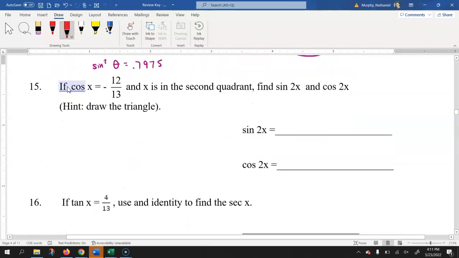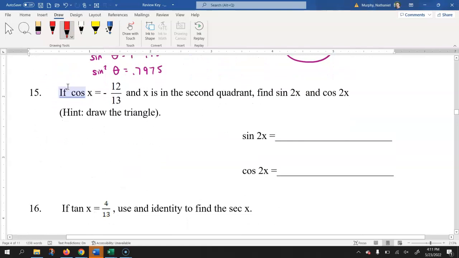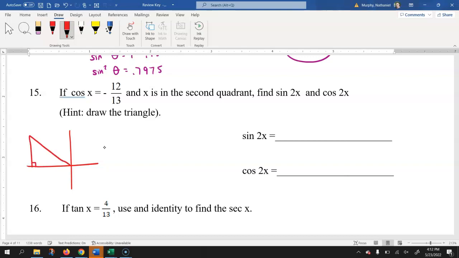Let's look at number 15. It says if cosine of x is negative 12/13 and x is in the second quadrant, find sine of 2x and cosine of 2x. Well, the first thing I'm going to need to do is draw the triangle because that's going to help me out here. Now we know cosine of x equals negative 12/13 is in the second quadrant. So I'm going to draw a right triangle over here in quadrant 2 where this is the angle.